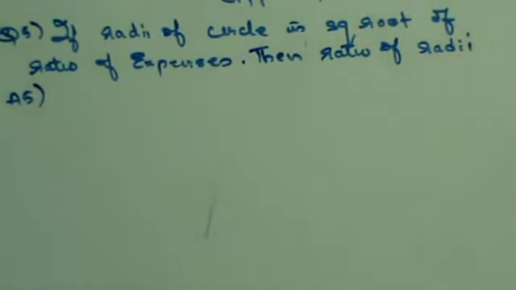First, let's find out the ratio of expenses of A and B. Expense of A is 4800, expense of B is 7200. We have already calculated this ratio to be 2:3. Right? Now, radii of A and B have to be in the ratio of square root of the expenses. So root 2 by root 3. The ratio of the radii is the square root of the ratio of the expenses. So I am taking the square root of it. So the ratio of the radii will be root 2:3.